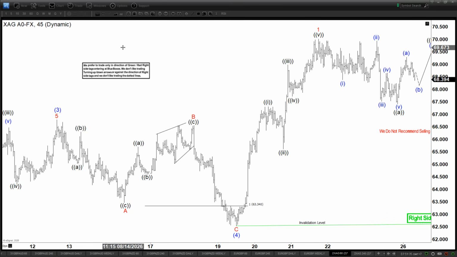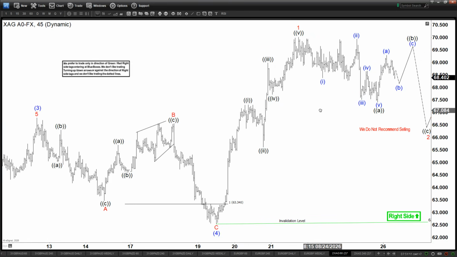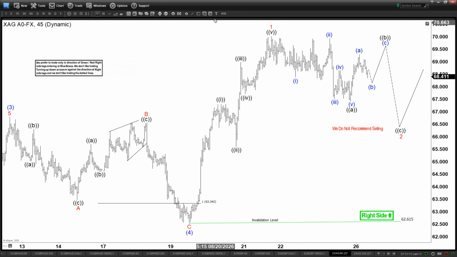Chart of the day is silver right here, 45 minutes time frame, which is similar to the 60 minutes. So we can see right here, okay, we completed wave 4 and wave 3. This is wave 3 in the intermediate degree, 4 is here. So now within wave 5, we finish 1 of 5 here. And now looking for wave 2 of 5, and as long as we stay above 60 to 60, we can continue to see more upside.